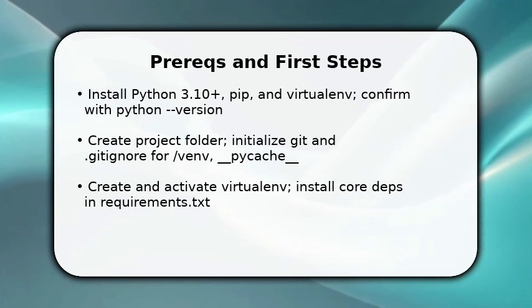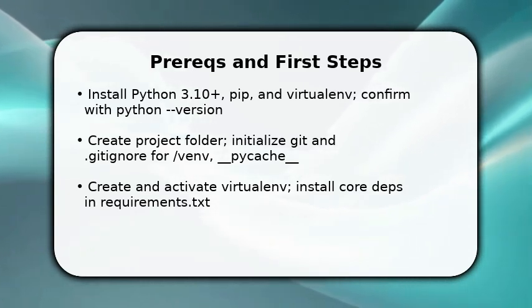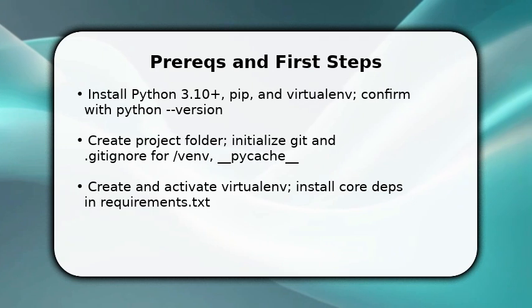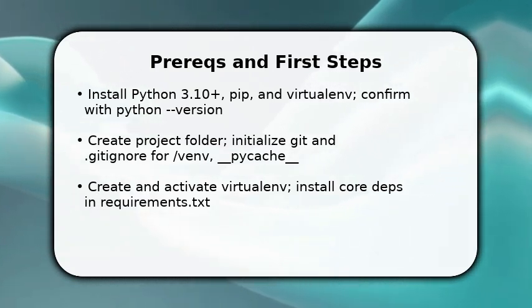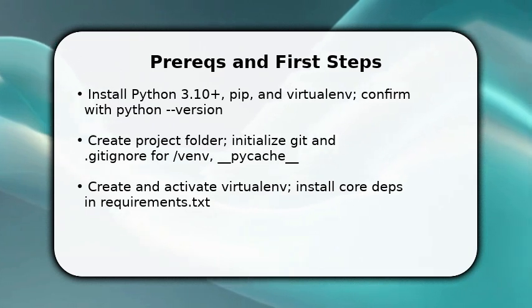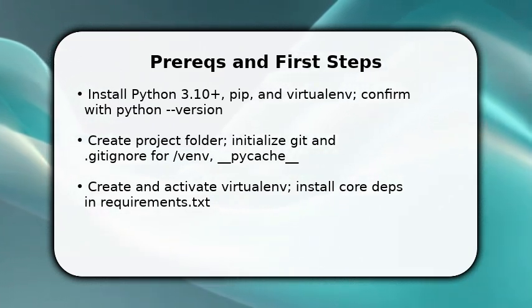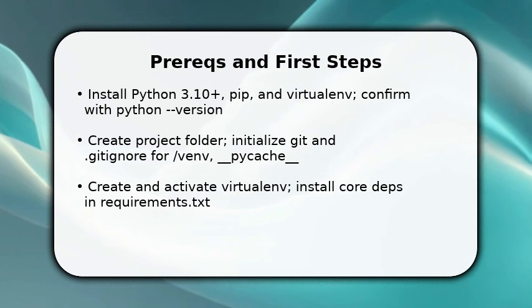Enjoy the video. You start by preparing a clean environment, install Python 3.10 or newer and pip, then make a project folder. Create and activate a virtualenv so dependencies stay isolated. Once done, initialize Git and add a simple .gitignore for venv and build artifacts.